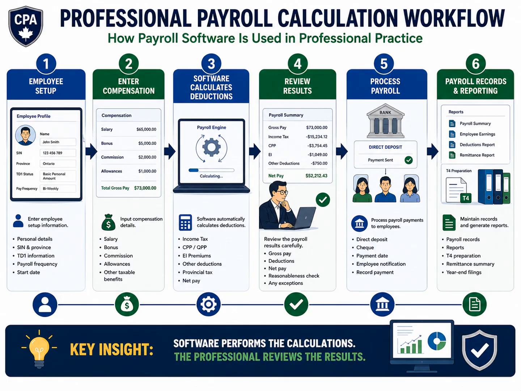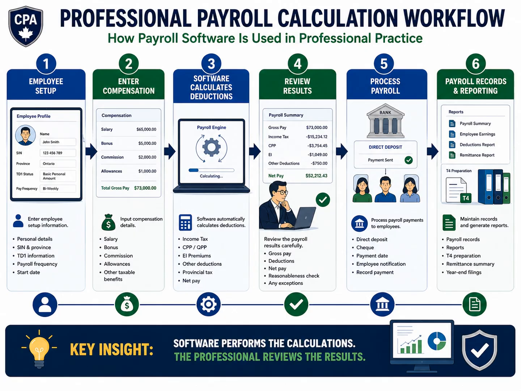Once the results have been reviewed and approved, payroll can be processed. Payments are issued to employees through direct deposit or other approved methods. At this stage, payroll moves from calculation to actual execution. After payroll has been processed, attention shifts to reporting and record keeping.